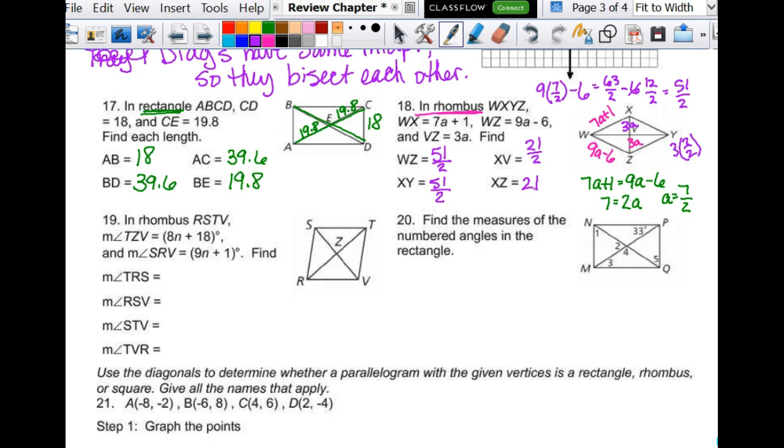Okay with all those numbers? Good. All right, so then 19.